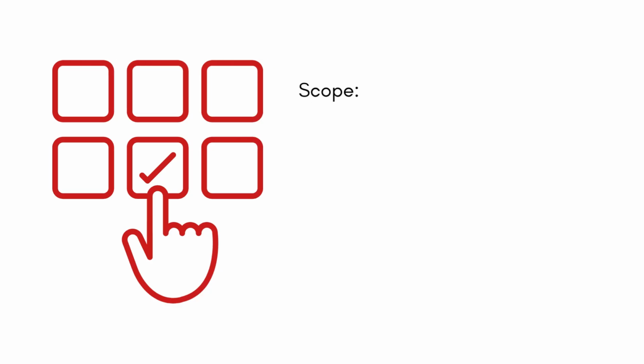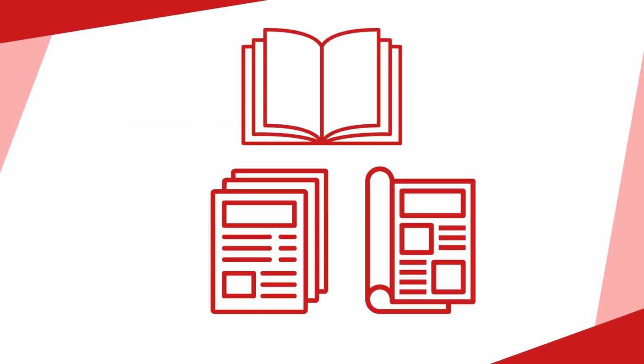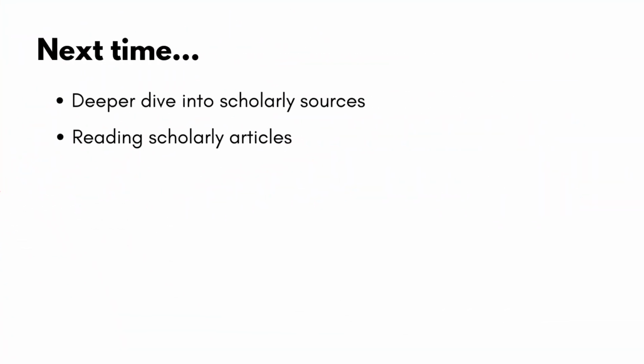When we're selecting sources, it's important to make sure we're choosing the right sources for our information needs. We can keep track of those information needs by defining our scope, which includes what type of information is needed and what format the information is available in. Keeping scope in mind and familiarizing yourself with the different source types we've discussed will help ensure you're headed in the right direction. In the next video, we'll dive even further into scholarly sources and learn about some special techniques when it comes to reading scholarly articles.